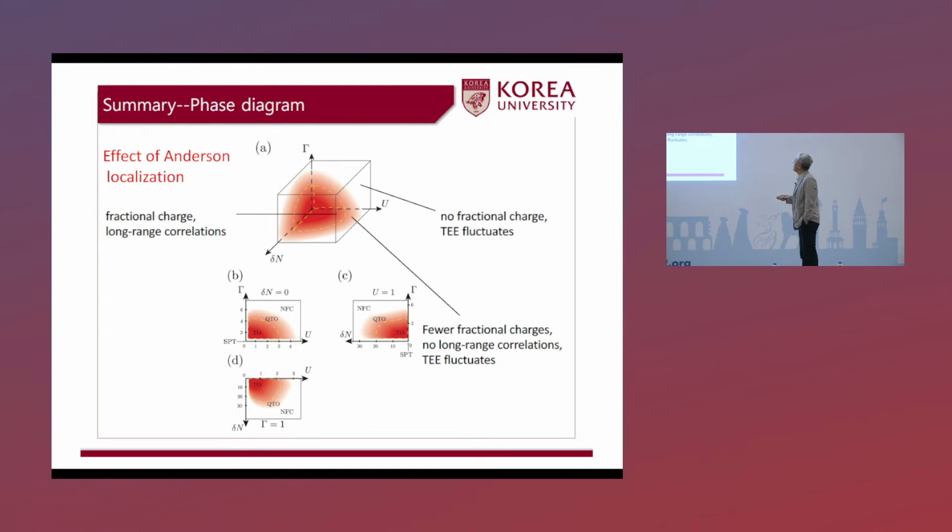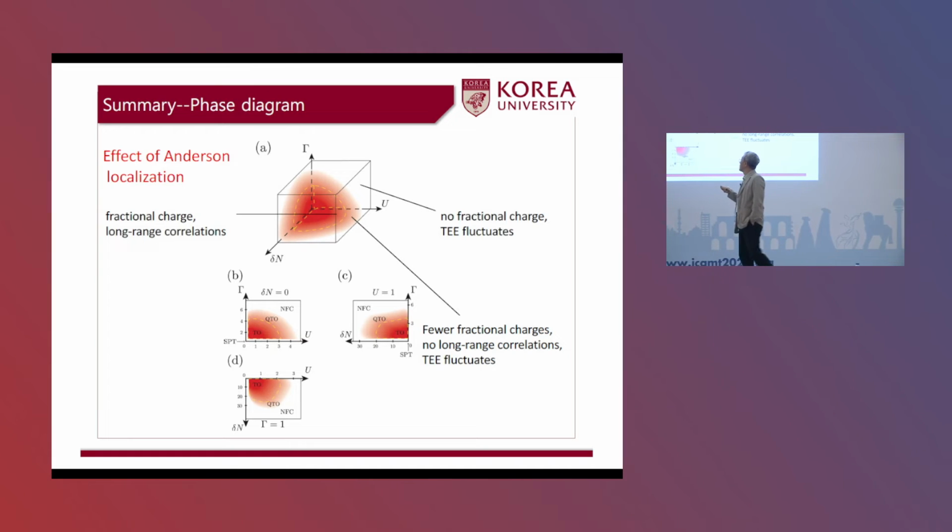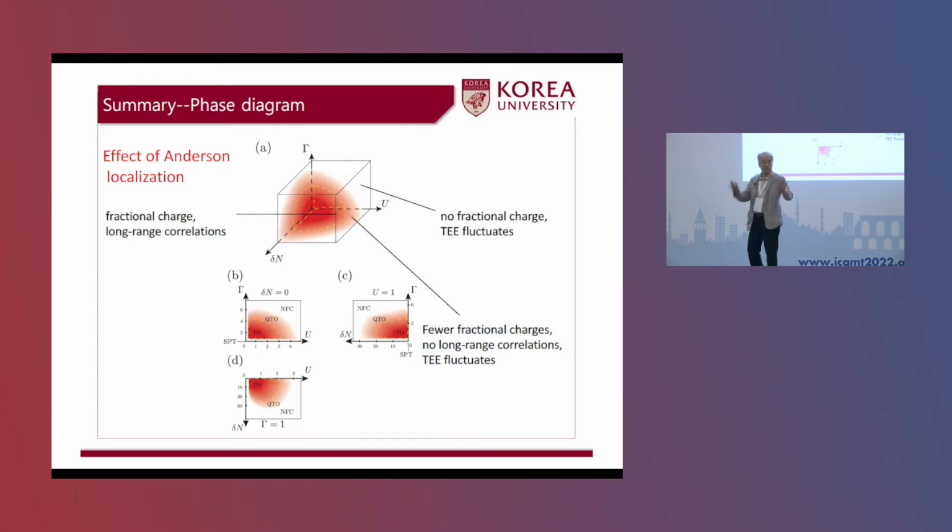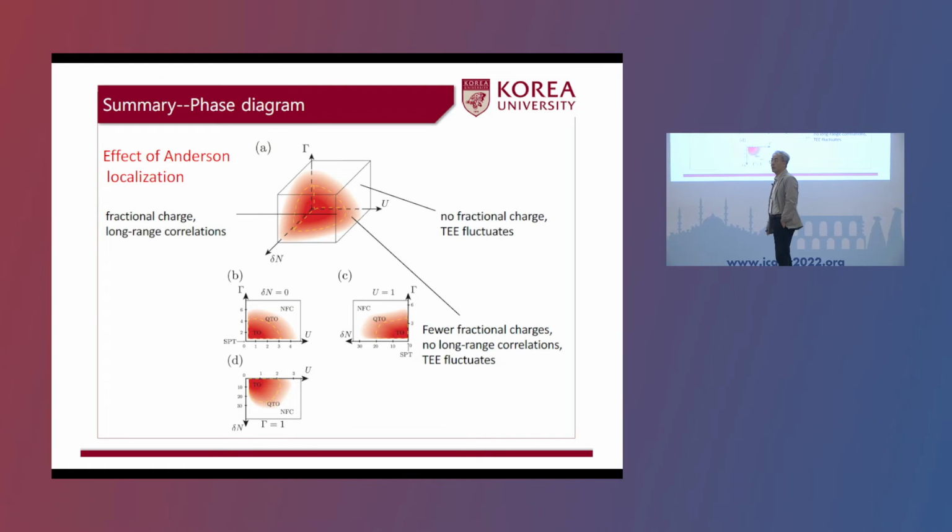Now, why are there these phases where you have strong fluctuations of topological entanglement entropy? It's basically the effect of Anderson localization. I'll explain this in detail. So this is a basic summary of topological order in zigzag nanoribbons. What follows are just elaborations of these statements.